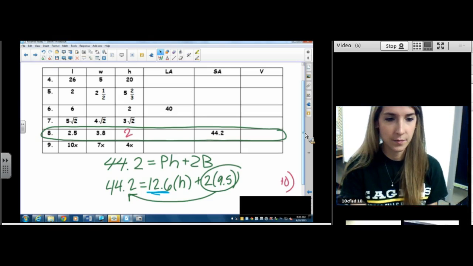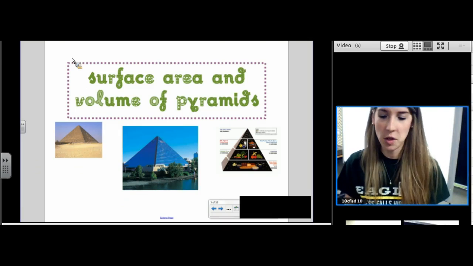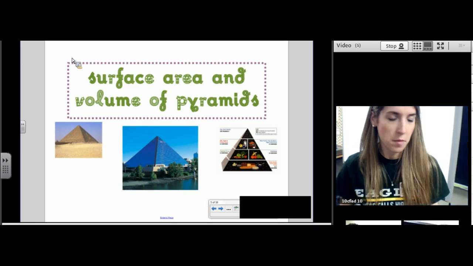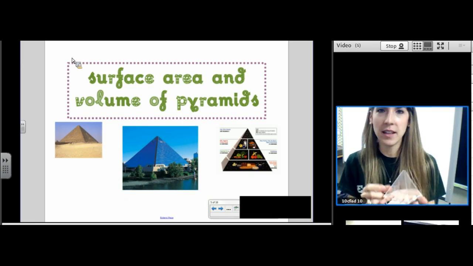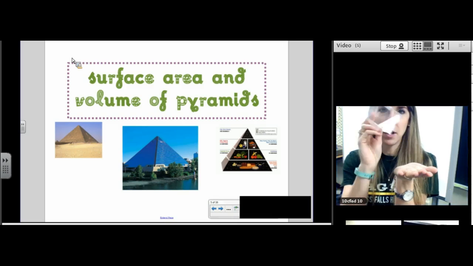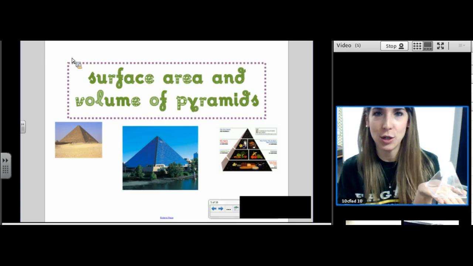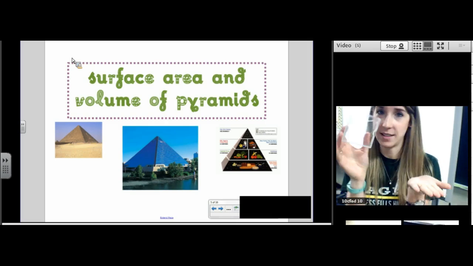All right? We are taking notes now. Title your notes, surface area and volume of pyramids. Remember, a pyramid is a completely different shape than a prism. The differences are pyramids only have one base. So I'm guessing in the formula it's not going to say plus 2b, right? It's just going to say plus b.